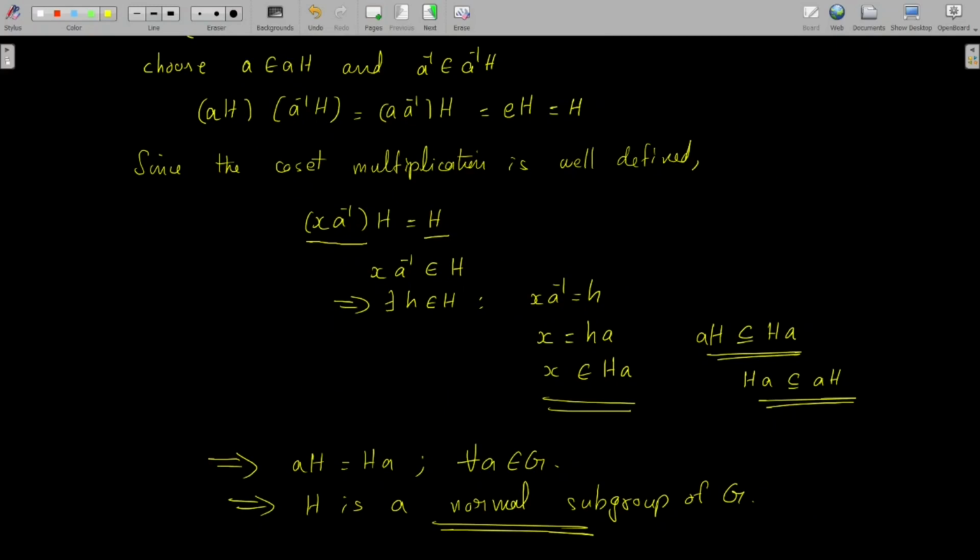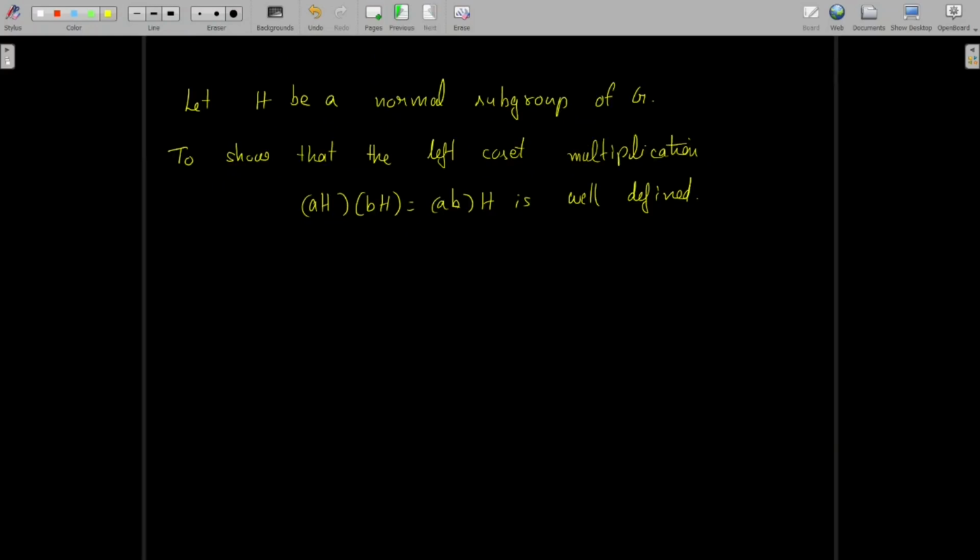Now we have to prove the sufficient part, that is, we will assume that H is a normal subgroup of G and we will show that the coset multiplication is well defined. Now assume that H is a normal subgroup of G, we have to show that left coset multiplication AH into BH equal to ABH is well defined. I had explained the same result in the case if H equal to kernel of a homomorphism from G to some group G dash. We are performing the same proof here also. To show that this operation is well defined, I have to take one element from AH and one element from BH and we will show that the product of these two elements always belongs to the coset ABH.